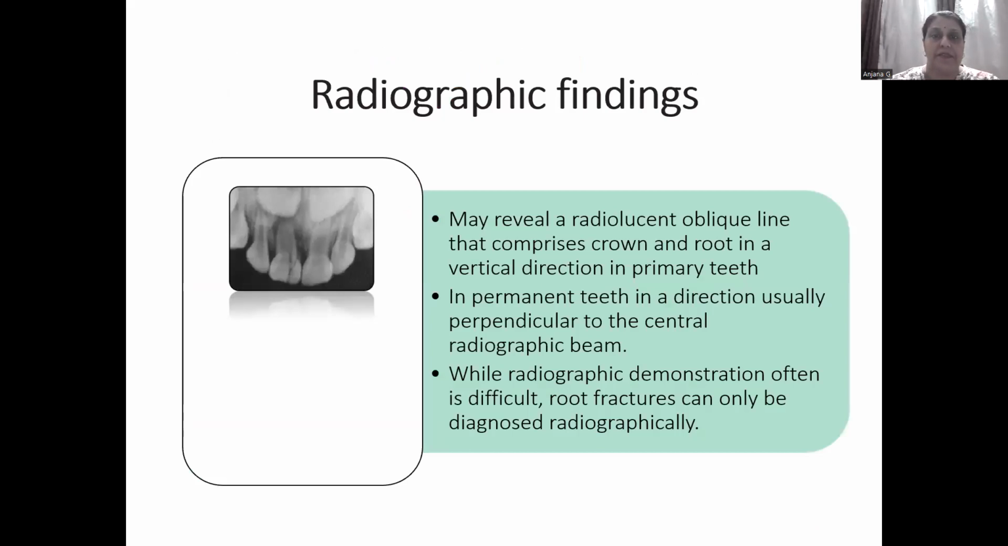Radiographic findings. Radiographs reveal a radiolucent oblique line that comprises the crown and root in a vertical direction in primary teeth. In permanent teeth, it is usually in a direction perpendicular to the central radiographic field. While radiographic demonstration is often difficult, root fractures can only be diagnosed radiographically.